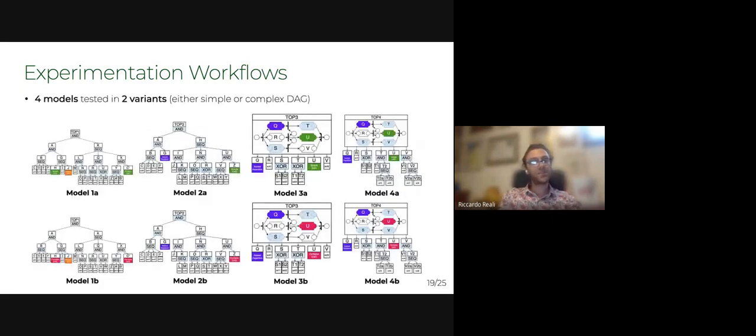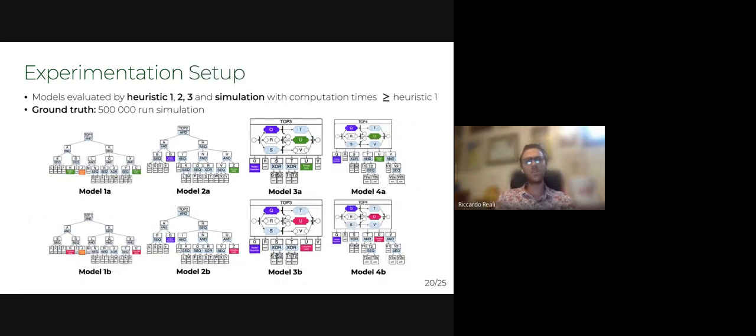From these substructures, we created four different models that we tested in two variants. The variants differ in the fact that one includes only instances of simple DAG, while the other includes only instances of complex DAG. This has been done with the intent to assess the scalability of the approach for models with increasing complexity. The models have been evaluated with the presented heuristics and with a simulation that performs in times comparable to those of heuristic one.